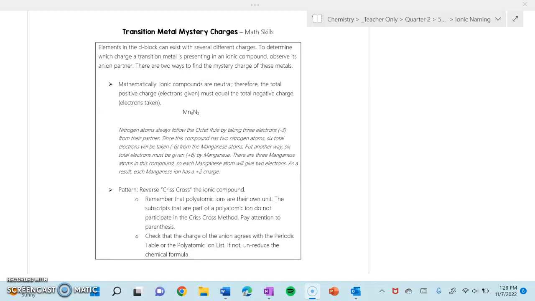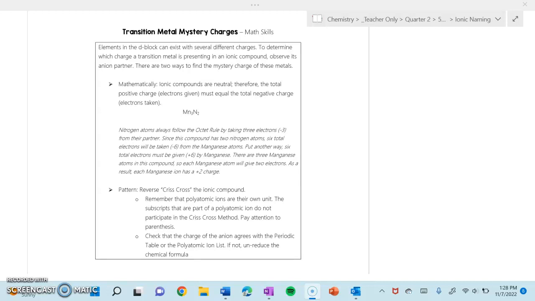So if you read with me in our box here, it says elements in the D block can exist with several different charges. To determine which charge a transitional metal is presenting in an ionic compound, observe its anion partner. There are two ways to find the mystery charge of these metals. So we have mathematically and the pattern way. So I'm going to actually start with the pattern and then we'll talk about mathematically. Pattern, this is kind of the easier, less thought process method. But it doesn't always work, so that's why I also have mathematically included here.